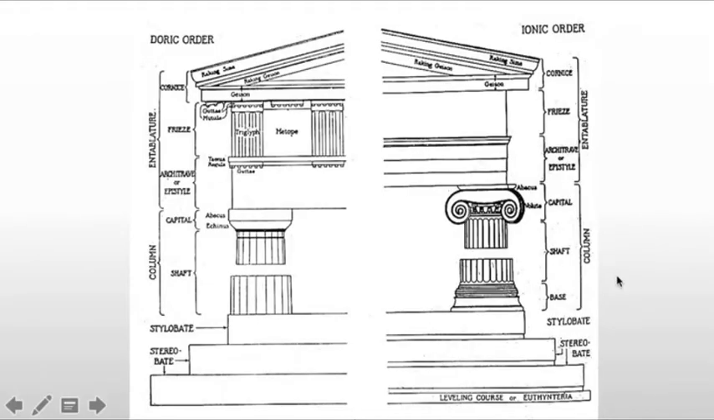Now, there are 2 kinds of temples that we'll generally be dealing with. One is Doric and one is Ionic, and I won't be testing you on them, but they are useful to know the terms. So the easiest way to look at them is look at the columns. This is a Doric column. It has no base. This is an Ionic column, and it does have a base.